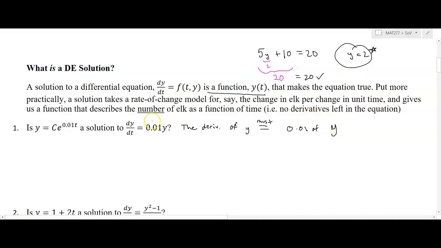In other words, we're looking for a solution that when you take its derivative, what you get is just some scalar multiple of the original function itself. Well, exponential functions, if you think about it, when you take the derivative of an exponential, you still end up with some multiple of your exponential. So here's how we handle this.